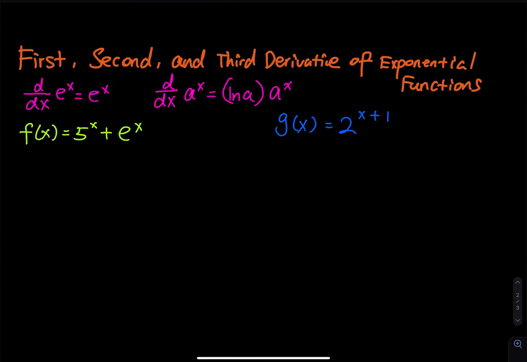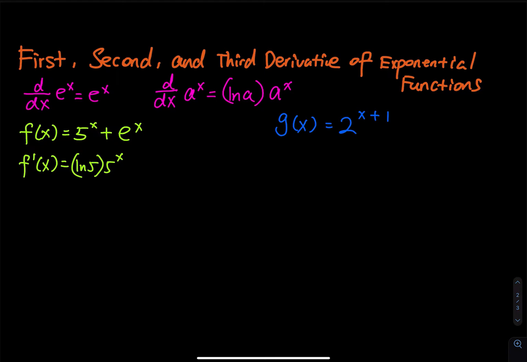Let's find the first, second, and third derivative of these two exponential functions. The first one is f of x equals phi to the x plus e to the x. So first derivative, we have f prime of x. Phi to the x follows the a to the x rule, right? So we have ln phi, and then phi to the x.